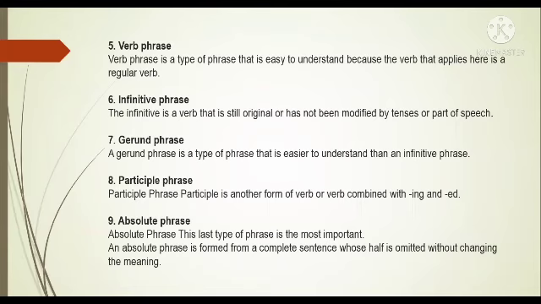Participle phrase. A participle is another form of verb combined with ing and ed. Absolute phrase. This last type of phrase is the most important. An absolute phrase is formed from a complete sentence whose half is omitted without changing the meaning.